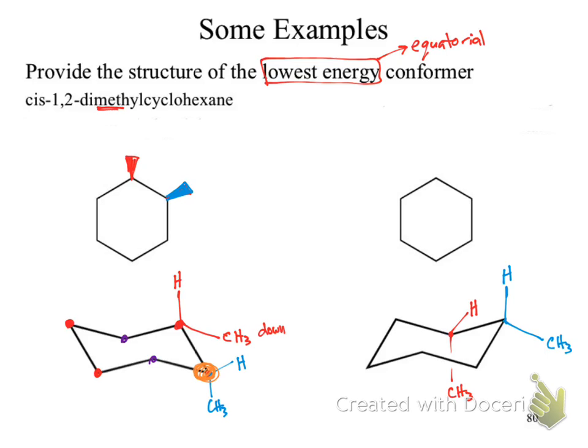Okay? Kind of, sort of. How do I know they're equal? You've got an axial and an equatorial. Axial bad, equatorial good. Axial bad, equatorial good. I get the same balance in both structures. They're both equivalent energies. It didn't matter which one I drew.